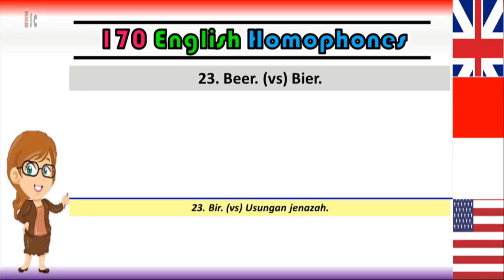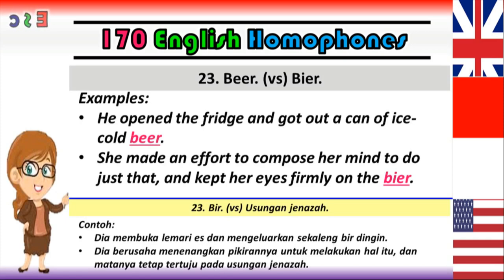23. Beer versus bier. Examples. He opened the fridge and got out a can of ice cold beer. She made an effort to compose her mind to do just that and kept her eyes firmly on the bier.